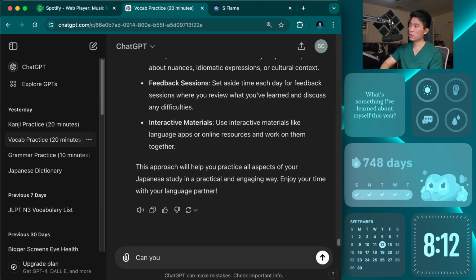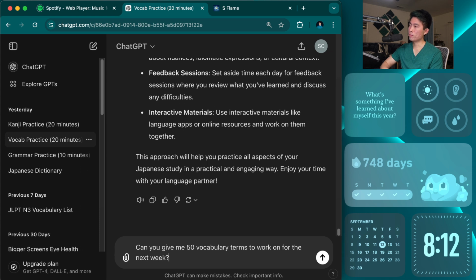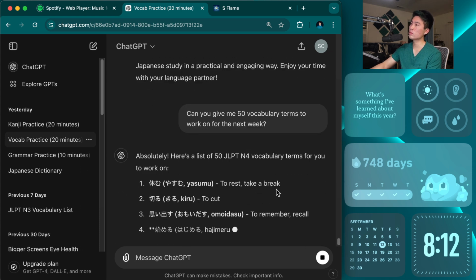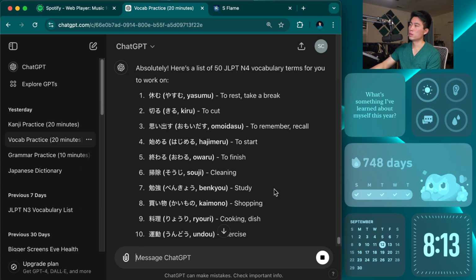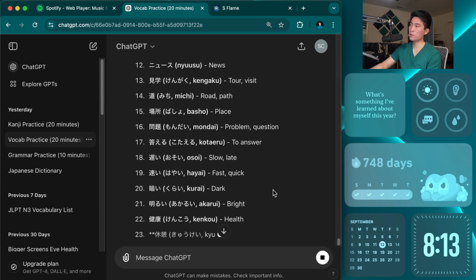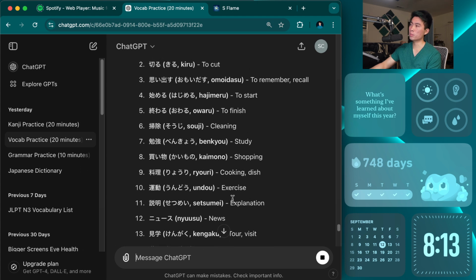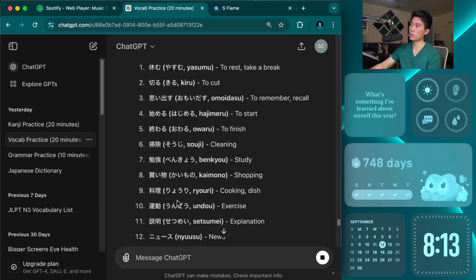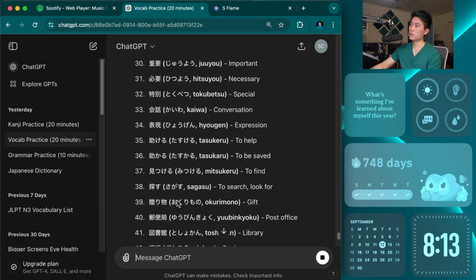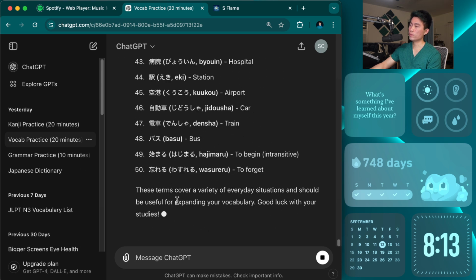Can you give me 50 vocabulary terms to work on for the next week? All right, and these are the 50 that I will be working on. I suspect I know a lot of them, but I don't know the kanji for a lot of them. So it's sort of going to be like a process to get all of it in.